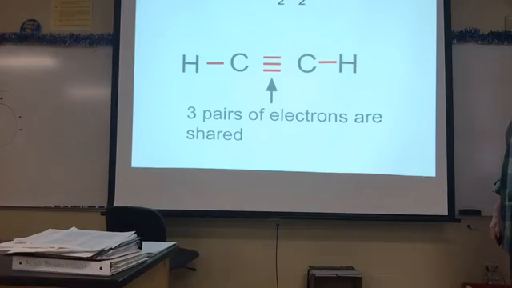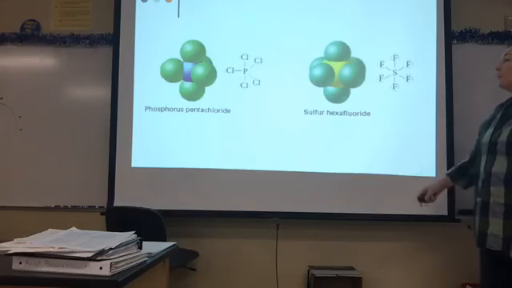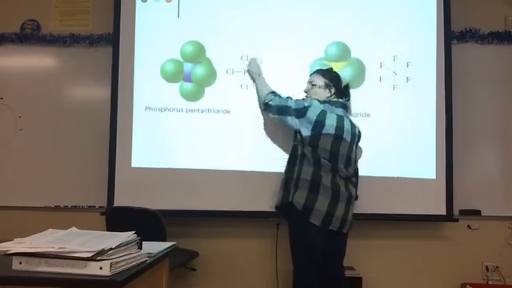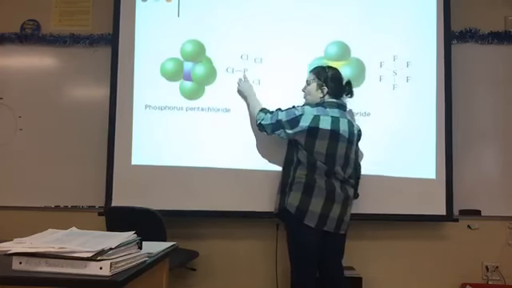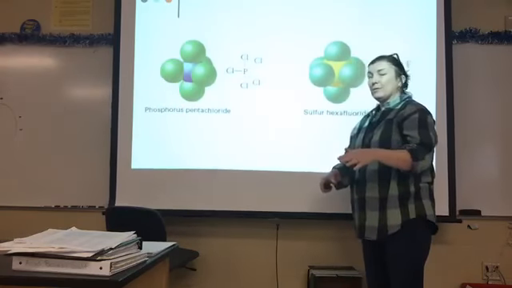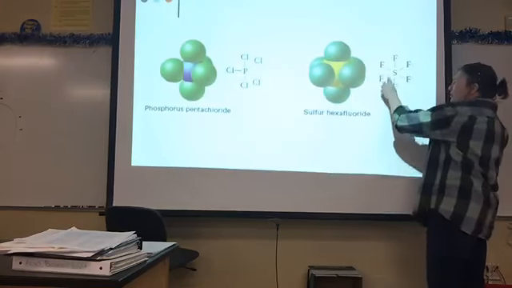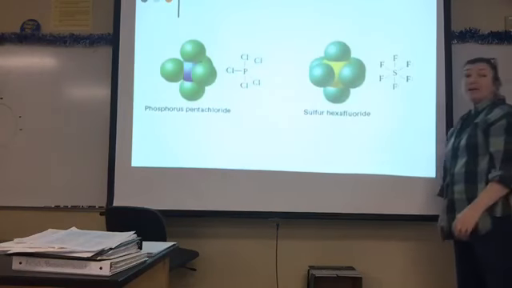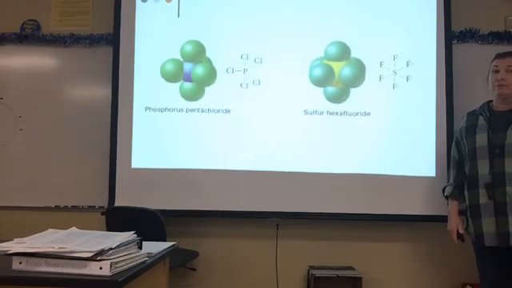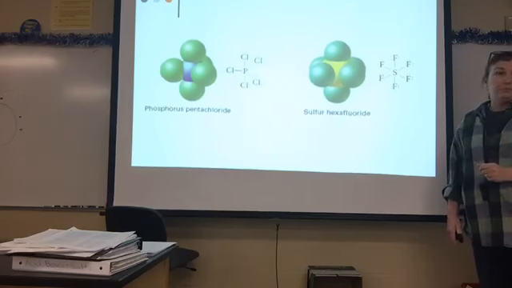Okay. Now there are some exceptions to this octet rule. You have phosphorus pentachloride. Pentachloride means there's 5 chlorines around there. That means there's 2, 4, 6, 8, 10 electrons around phosphorus. That shouldn't happen, but it does sometimes. That's the exception. Over here, sulfur hexafluoride, 2, 4, 6, 8, 10, 12 electrons around that central atom. Should not happen, but it does. There are just a handful of exceptions to the octet rule. Okay?